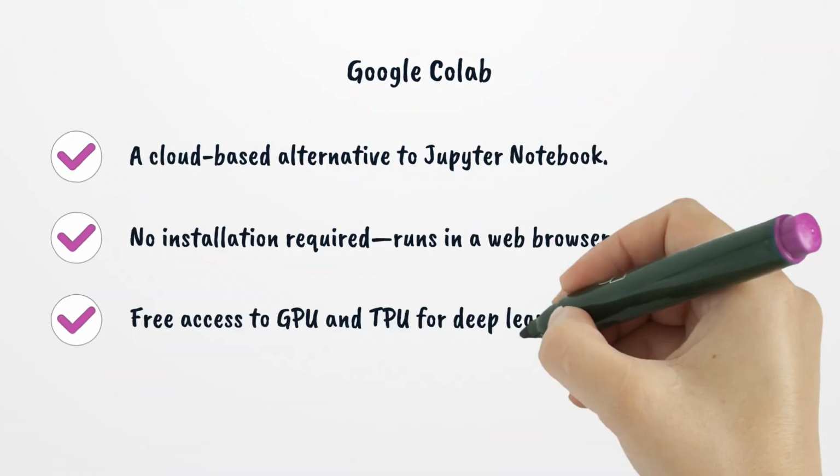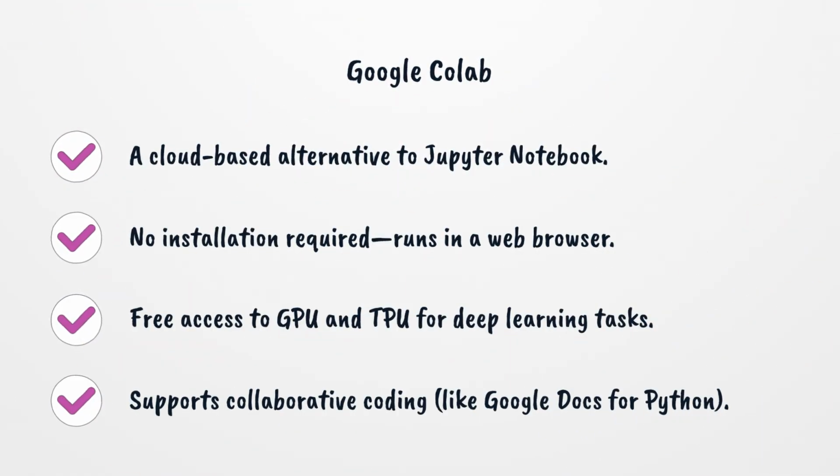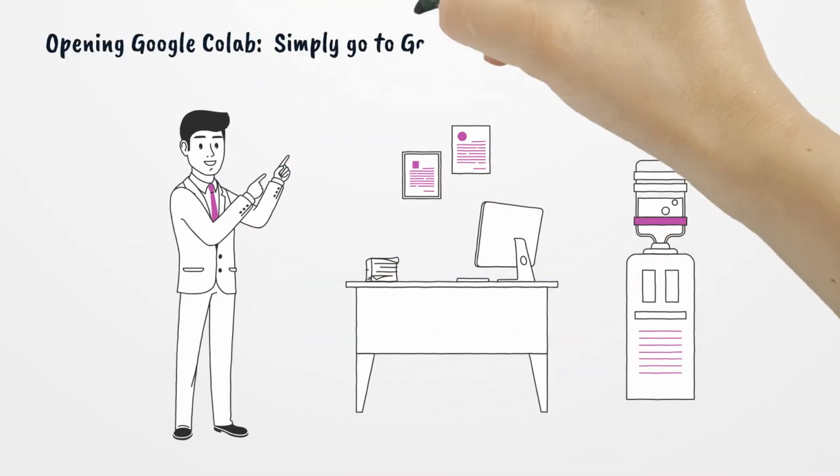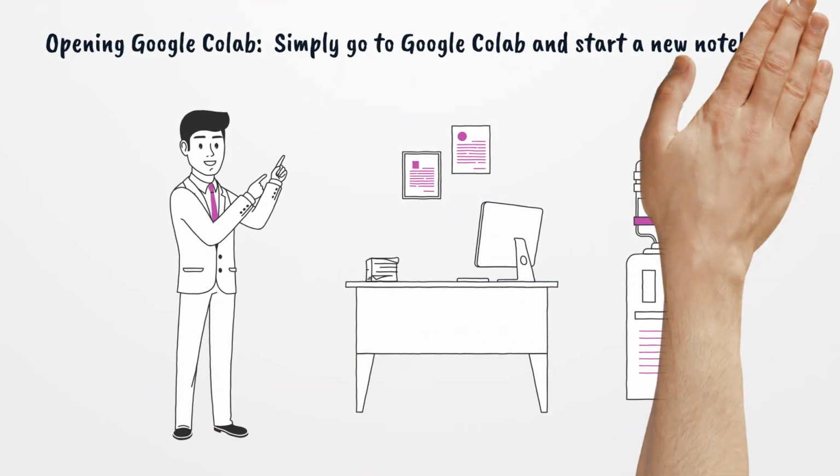Google Colab. A cloud-based alternative to Jupyter Notebook. No installation required, runs in a web browser. Free access to GPU and TPU for deep learning tasks. Supports collaborative coding, like Google Docs for Python. Opening Google Colab. Simply go to Google Colab and start a new notebook.